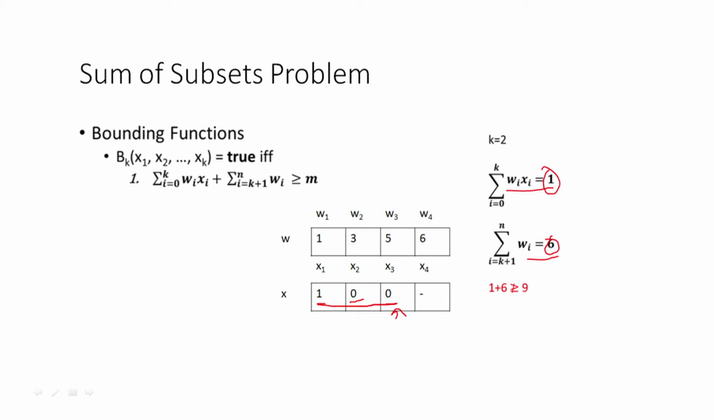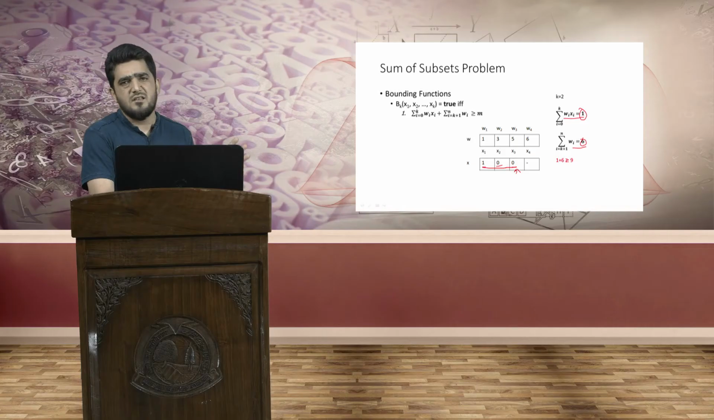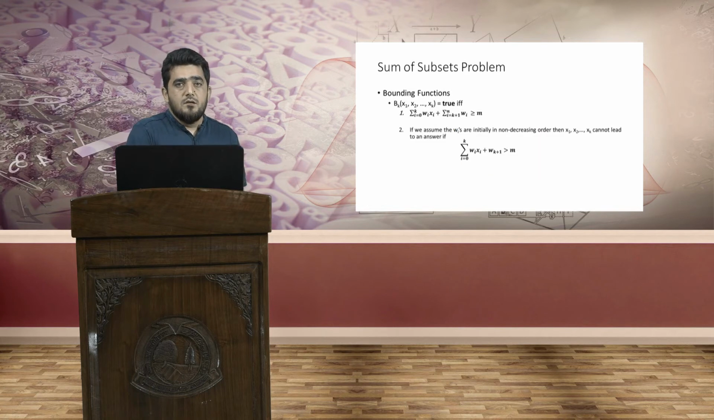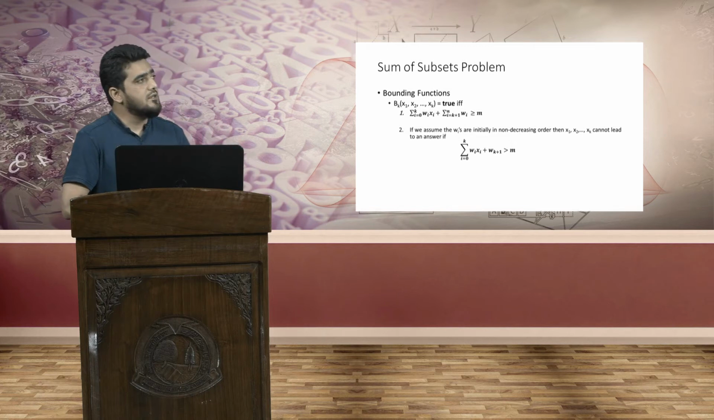Okay. So, this is one of the examples. This is the simplest bounding function that we can use to restrict our search in the state space tree, as was shown earlier. Now we can further enhance the bounds by considering the following fact.